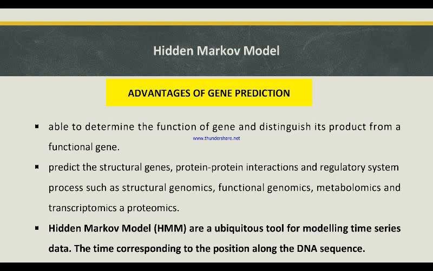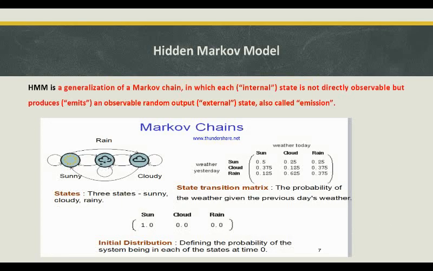Again, what is hidden Markov model? Hidden Markov model, also known as HMM, is a ubiquitous tool for modeling time series data, the time corresponding to the position along the DNA sequence. HMM is a generalization of a Markov chain in which each internal state is not directly observable, but produces or emits an observable random output, which is the external state, also called emission. This is an example of the Markov chain, which includes state, state transition matrix, and initial distribution.